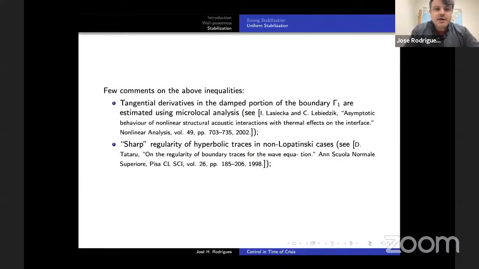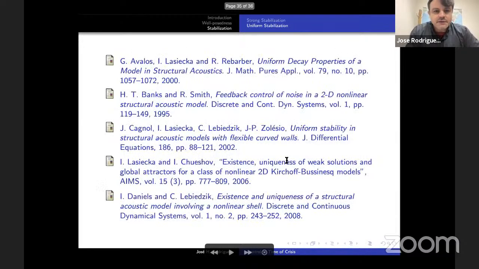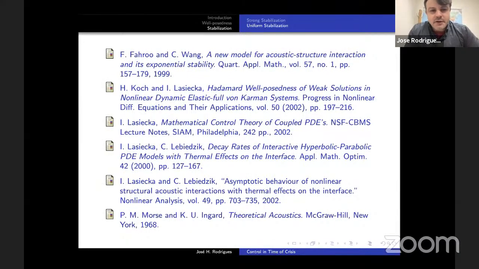The last comments here, as I mentioned, the tangential derivatives need to be dealt with, and for that we use the estimates given by Lasiecka and Levitsik in this article from 2002, for instance, and also we need the sharp regularity results for the traces in the case of non-Lopatinsky condition. And for that, we have this paper from Tataru from 98, which was crucial here. These are a few references mentioned in this work, and I think that's it.